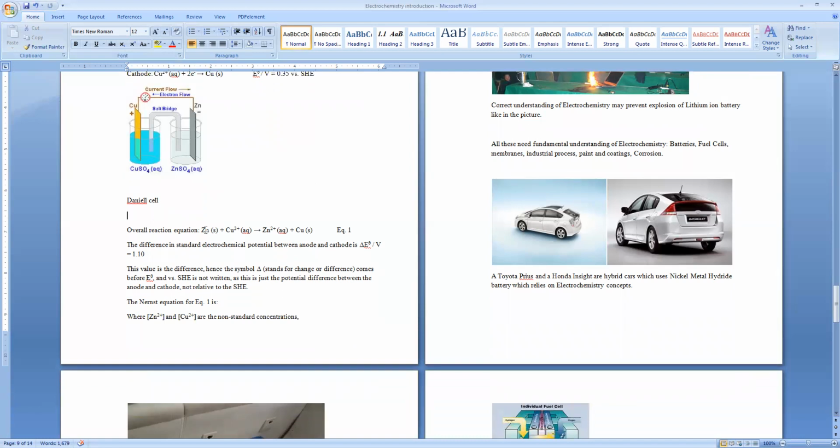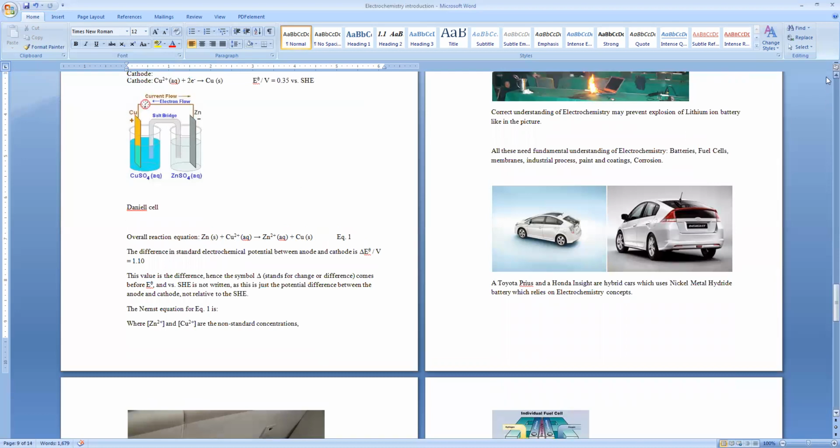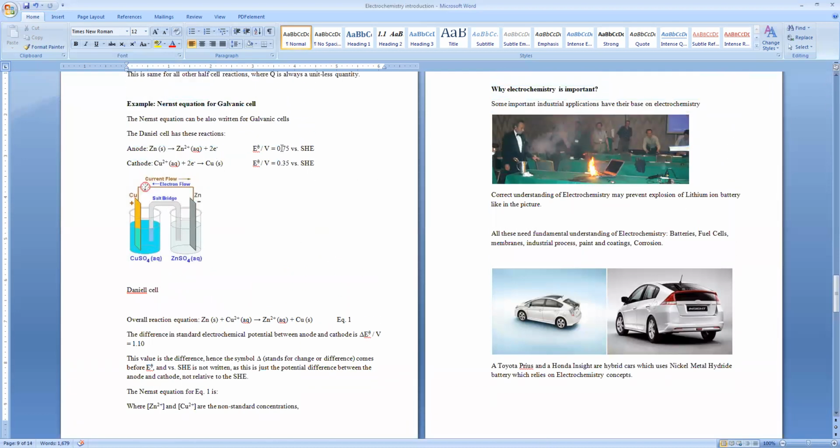the overall equation of the Daniell cell is zinc solid plus copper 2 plus becomes zinc 2 plus plus copper metal. When you add these together, 0.76 plus 0.34 volts, you get 1.10 volt. This is the potential difference between the anode and the cathode, which is 1.10 volt. This value is a difference, or a magnitude, or delta. Delta stands for the change or the difference.